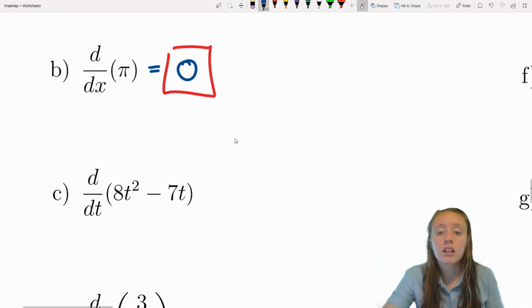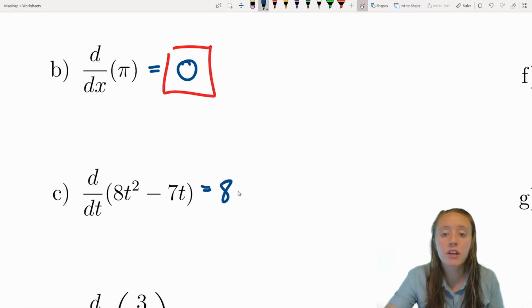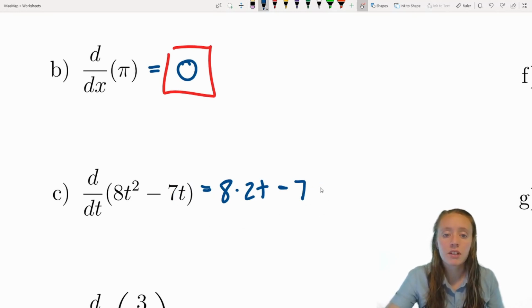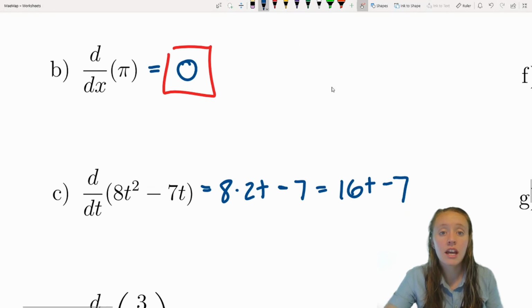So we're going to start by, well, constant multiple rule. We'll pull that 8 out in front and then multiply it by the derivative of t squared, which is 2t. And then we're going to subtract using that sum rule. Again, constant multiple rule, pull that 7 out in front. The derivative of t is just 1, so minus 7 times 1, or minus 7. Simplifying this down, we'll get 16t minus 7 as our solution in part C.